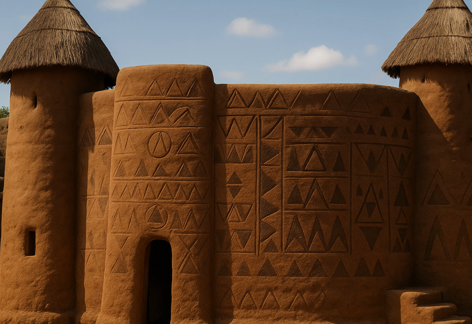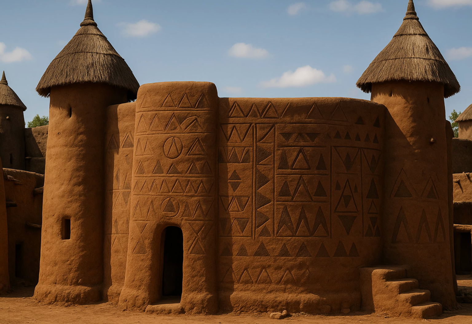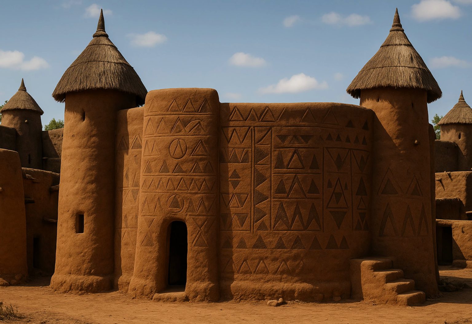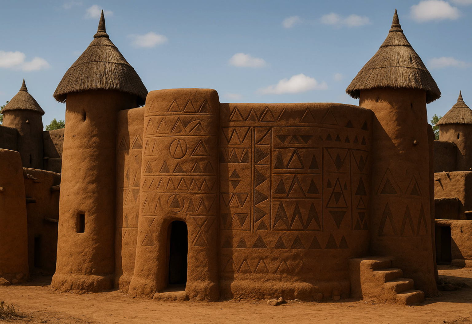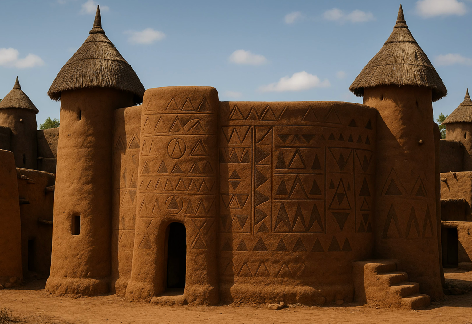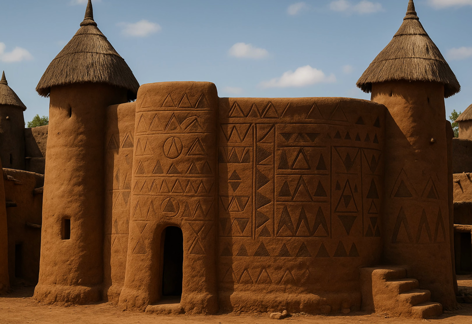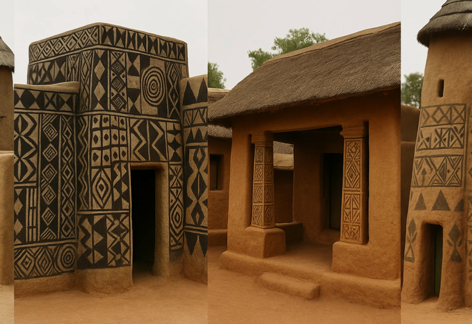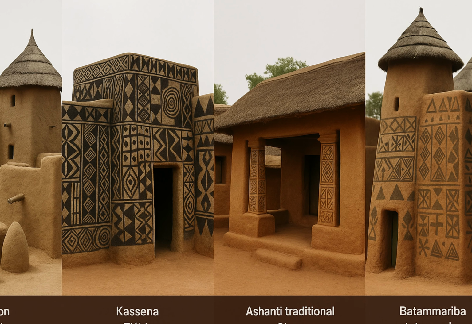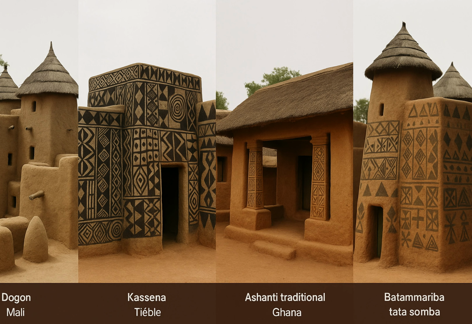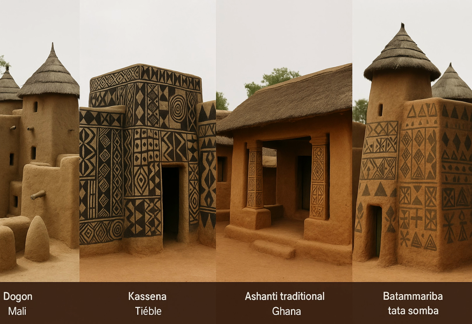Similarly, the Bata Mariba of Togo and Benin use large, fortress-like structures for homes called Tata Samba. These buildings have high walls made of mud and are often adorned with geometric motifs, making them both practical and aesthetically significant. The high walls of the Tata Samba serve both to protect inhabitants and to provide a sense of community order. These architectural forms are not merely functional. They also communicate the social structure, family roles, and spiritual beliefs of the people who built them.